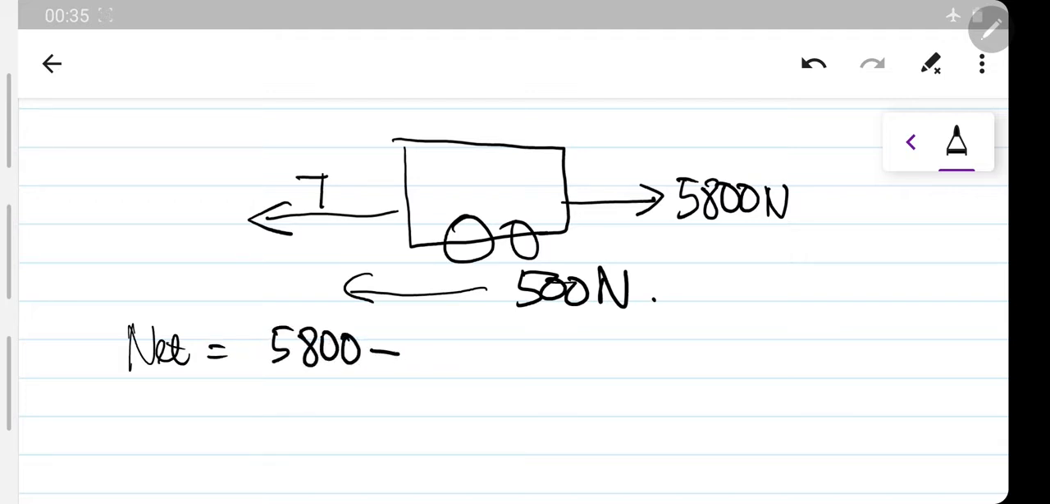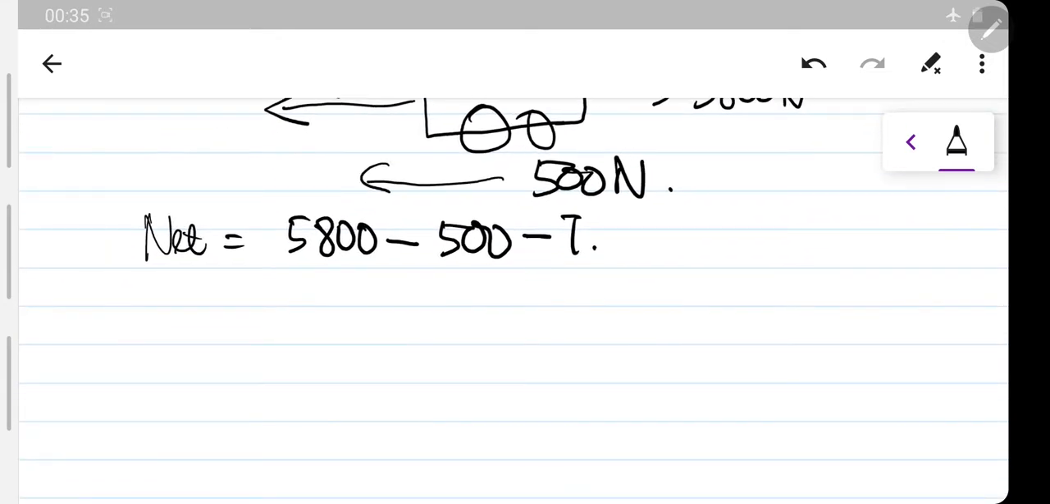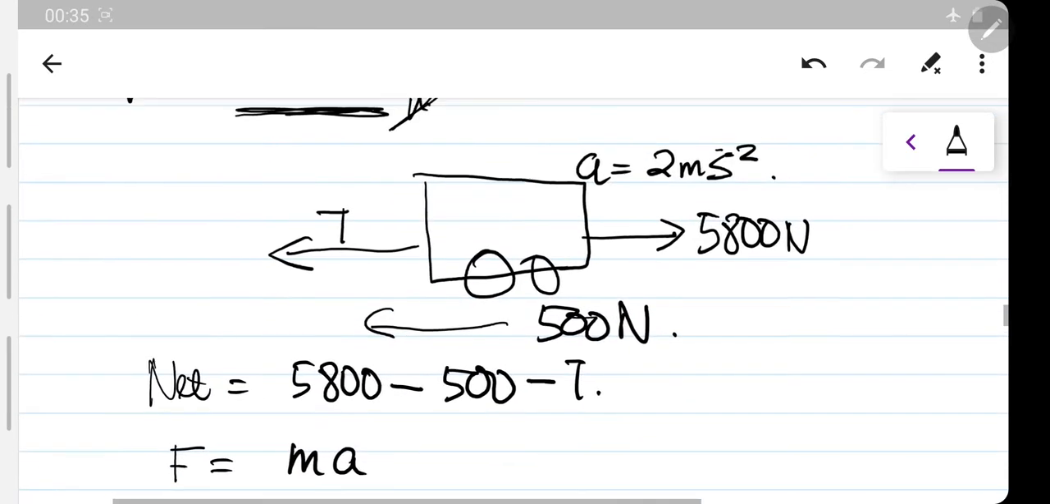Net force equals 5,800 minus 500 minus T. That is our net force. One more thing I need to add is previously we know that the acceleration of the car is 2 meters per second squared. Then we use this formula, F equals MA, and the mass of the car stated in the question is 1,500 kilogram.